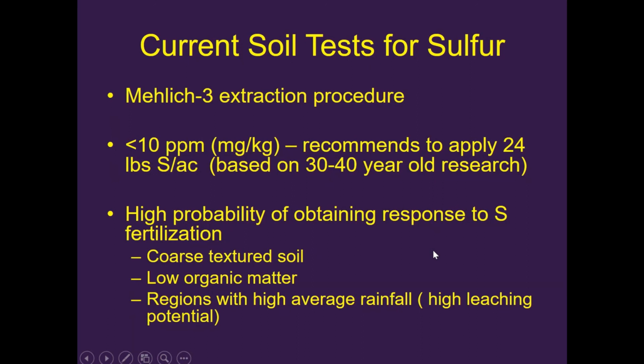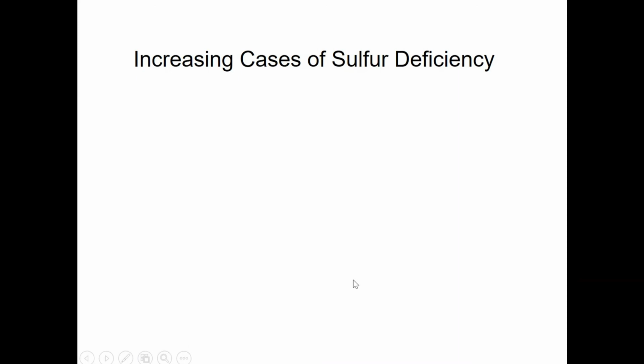If the soil has low organic matter, and if the region has high average rainfall, which Louisiana does, that actually allows high leaching of sulfate, which is a very mobile nutrient in the soil. So it's behaving like nitrogen, and we lose a lot of sulfur in the form of sulfate leaching whenever we have a substantial amount of rain.